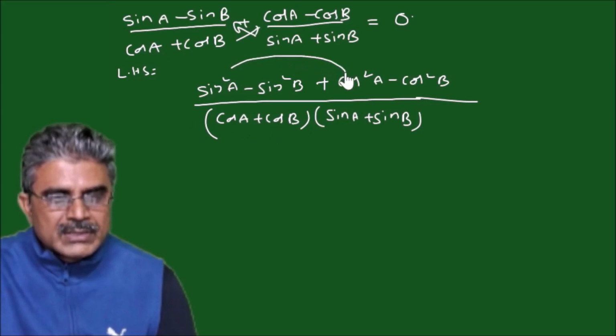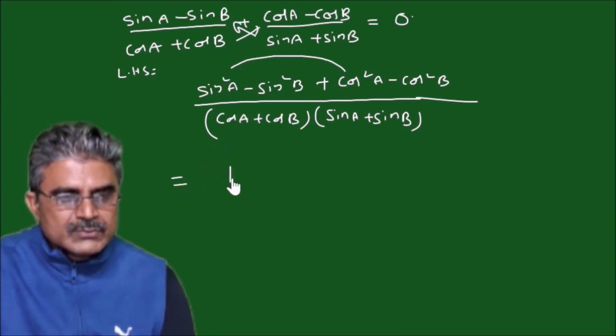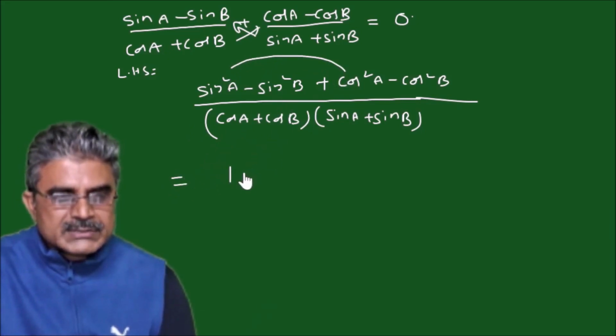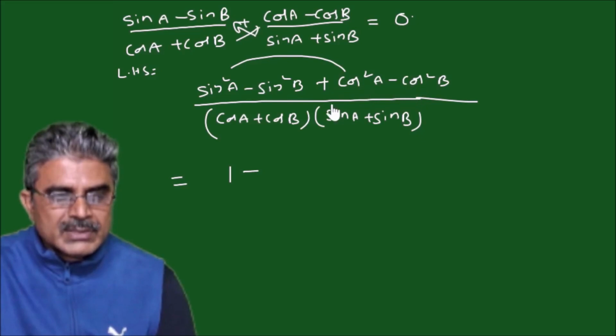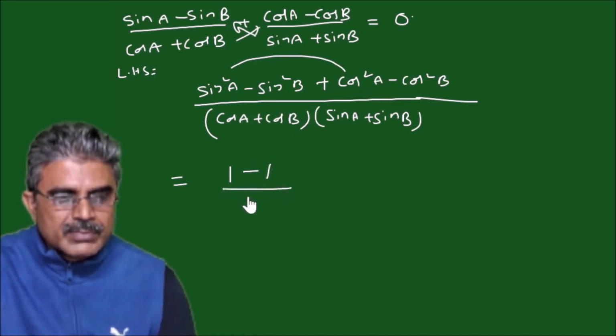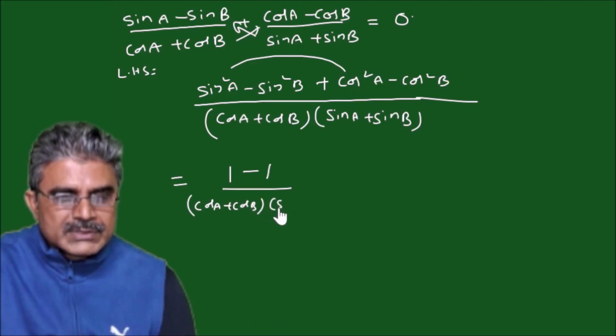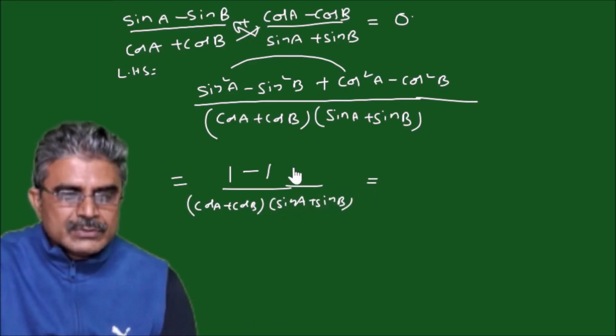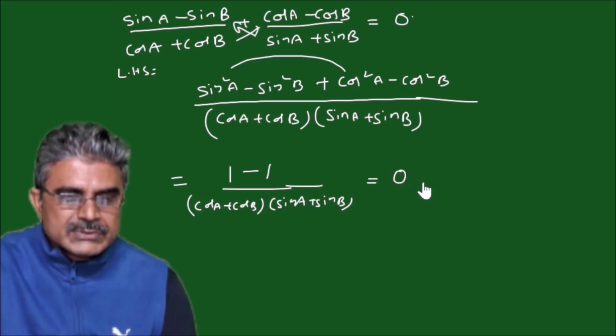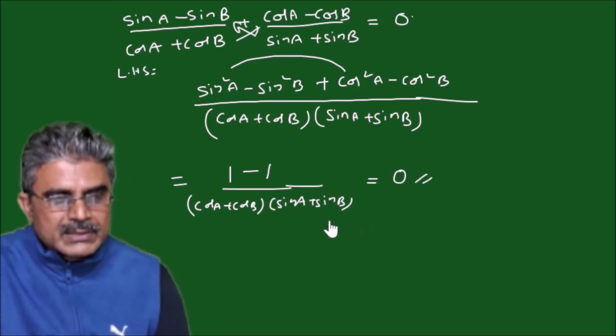so that you will have cos²A − cos²B. So sin²A plus cos²A can be written as 1, and if you bring minus here as common, you'll have sin²B plus cos²B in the bracket, so you'll have 1. So 1 − 1 divided by the remaining things, cos A + cos B and sin A + sin B. So 1 − 1 is 0, and 0 by something is 0 only, hence the RHS.